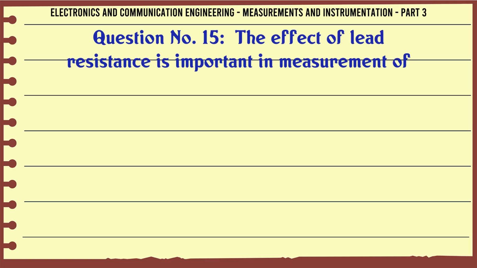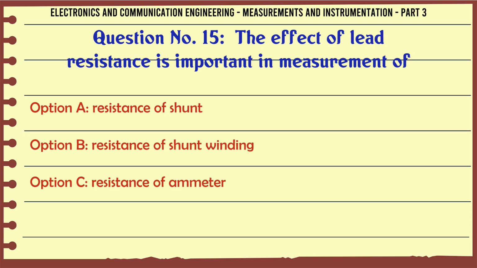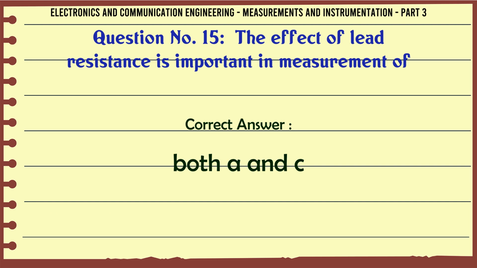The effect of lead resistance is important in measurement of: A, resistance of shunt; B, resistance of shunt winding; C, resistance of ammeter; D, both A and C. The correct answer is both A and C.